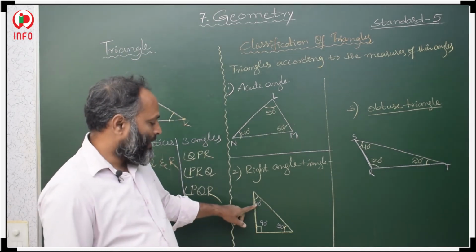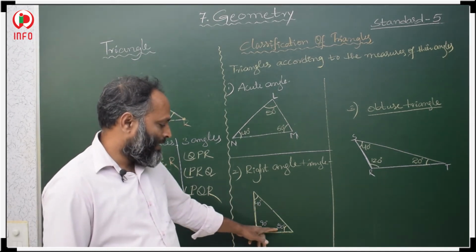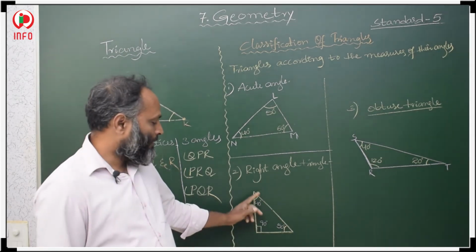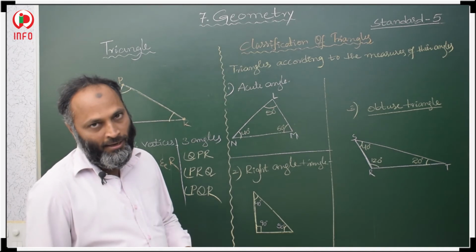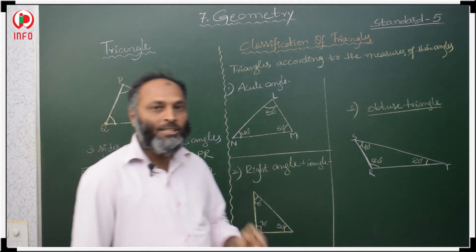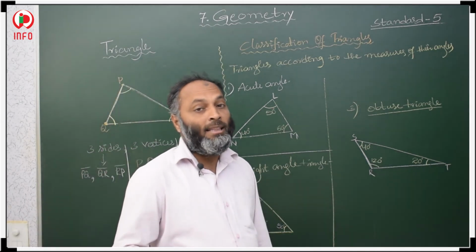Here see, this is 40 degrees, this is 90 degrees and this is 50 degrees. Here one of the angles among these three is 90 degrees. If any one angle is 90 degrees, then that triangle is a right angle triangle.